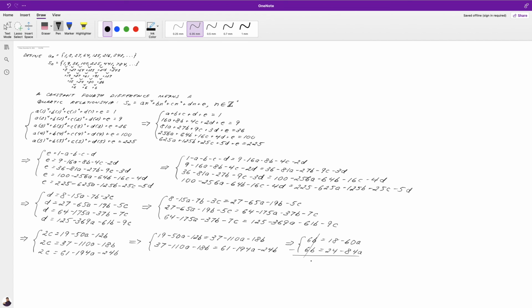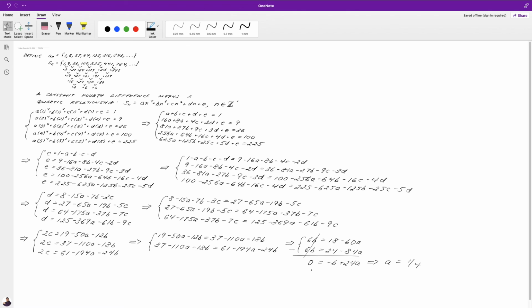Well, we can clearly use elimination method here. Those are going to cancel out. I'm going to get 0 on this side. 18 minus 24 is negative 6. Negative 60A minus negative 84A is the same thing as negative 60A plus 84A, and that's just 24A. Okay. Well, we can see clearly that A equals 1/4. Okay, we add 6 to both sides and divide both sides by 24.